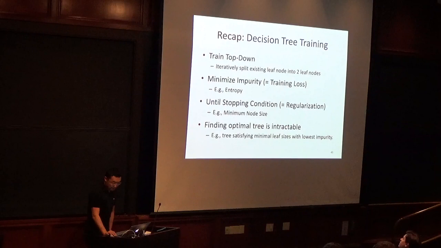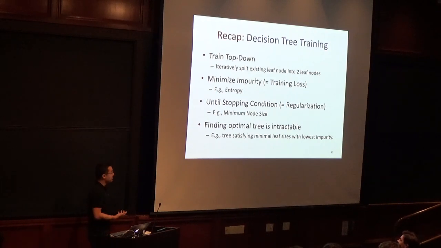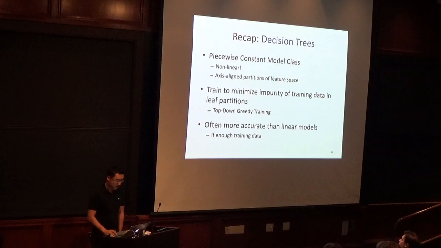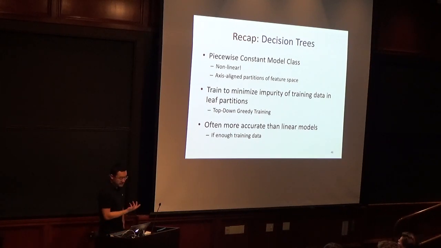Okay, so just to recap, decision trees: you train top down, minimize some notion of impurity, which is equivalent to some notion of training loss, until some stopping condition is met. Finding the optimal tree is intractable, because you can show that it's NP-hard. Decision trees can be thought of as piecewise constant function classes. They are nonlinear, and all the pieces are defined by axis-aligned partitions of the feature space.